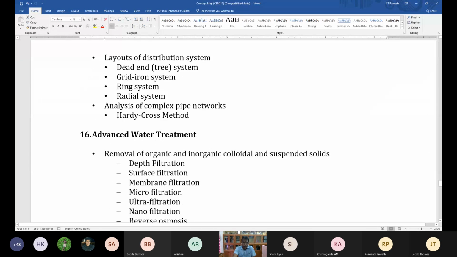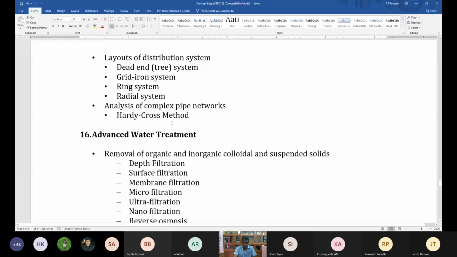And layouts, probably you would have come across. Those who are in well-defined layouts would have also experienced these sorts of distribution systems: dead end system, gridiron system, ring system, and radial system. And these may have advantages and also drawbacks. That also we will discuss in detail.